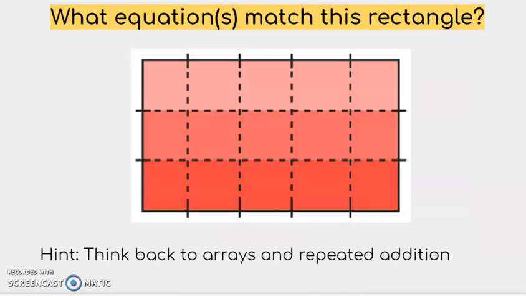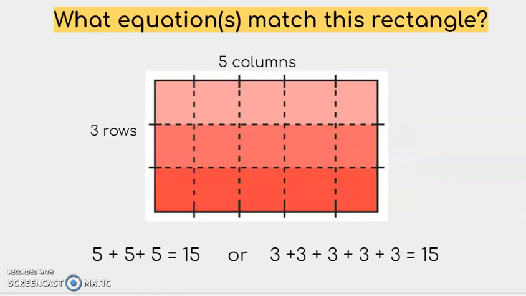Here's the previous rectangle that we looked at. What equation or equations would match this rectangle? And a hint for you is think back to arrays and repeated addition. Now thinking back to arrays, you'll notice that this rectangle has 5 columns. Remember, columns go up and down. And you'll notice that this rectangle has 3 rows. Rows go side to side, so 1, 2, 3 rows.